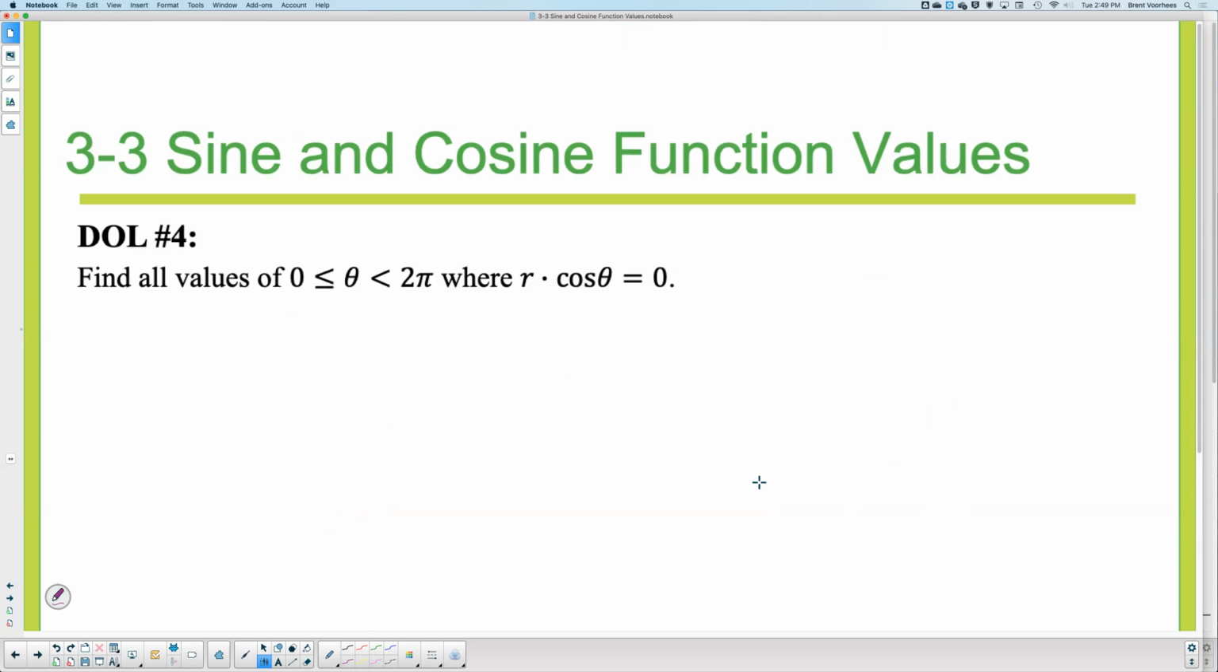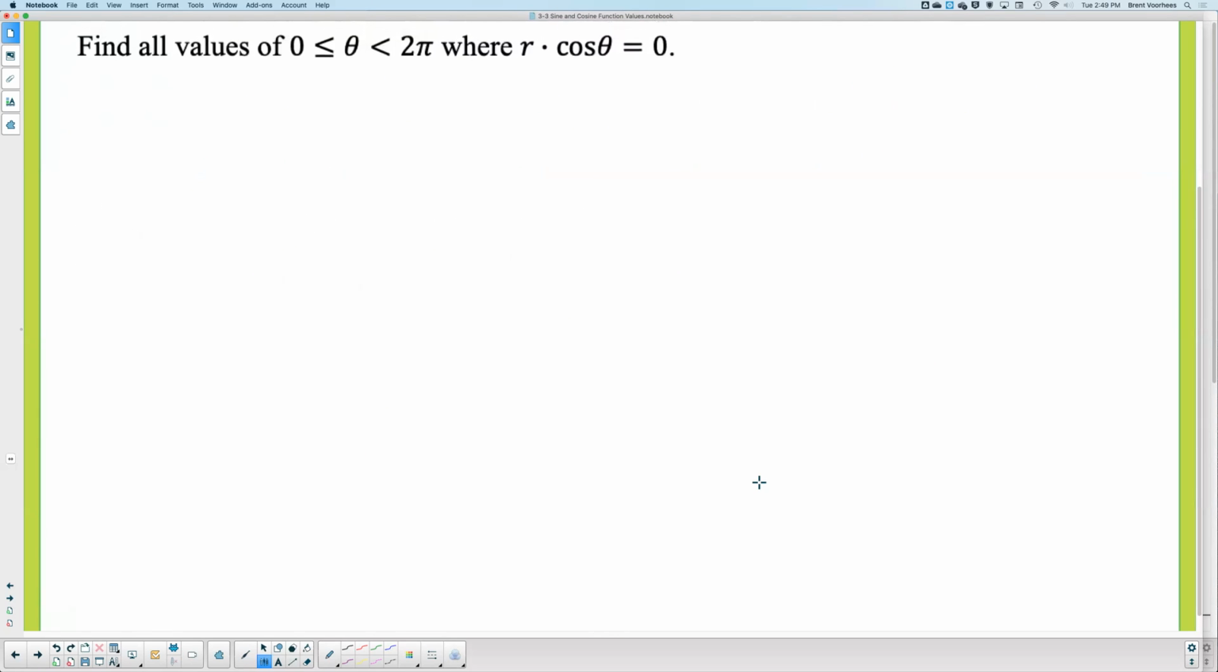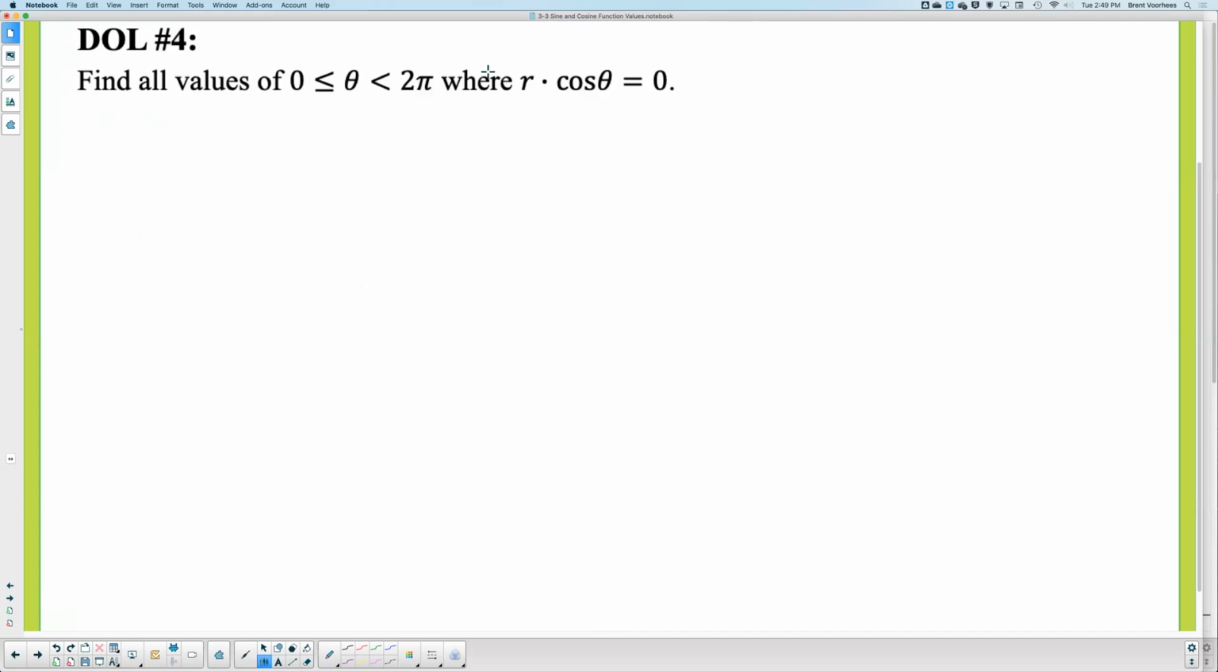All right, DOL number 4. Now, I told you by rule, what is always true of r? R is positive. What's the only way to multiply by a positive and get 0? What's the only way to multiply and get 0? You have to multiply by 0. I want you to think through what are all the places that you could get cosine being a 0. I would use your hand. Think of it backwards. What are the only places where you could have 0 cosine fingers? Think of that.